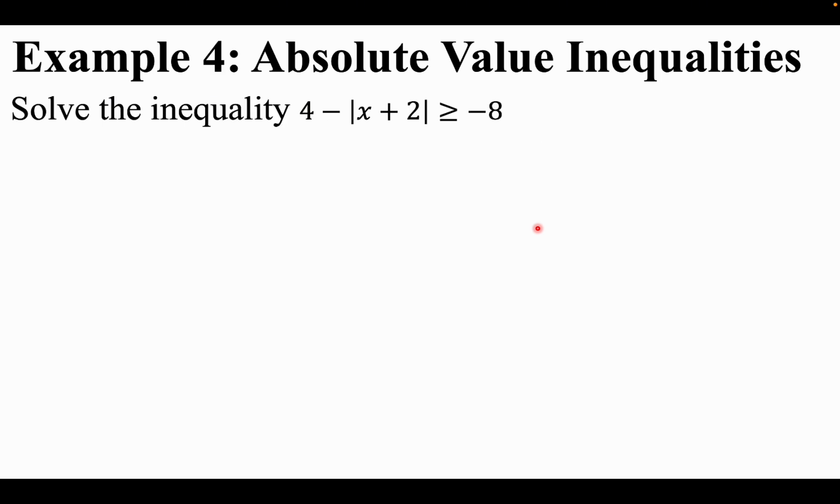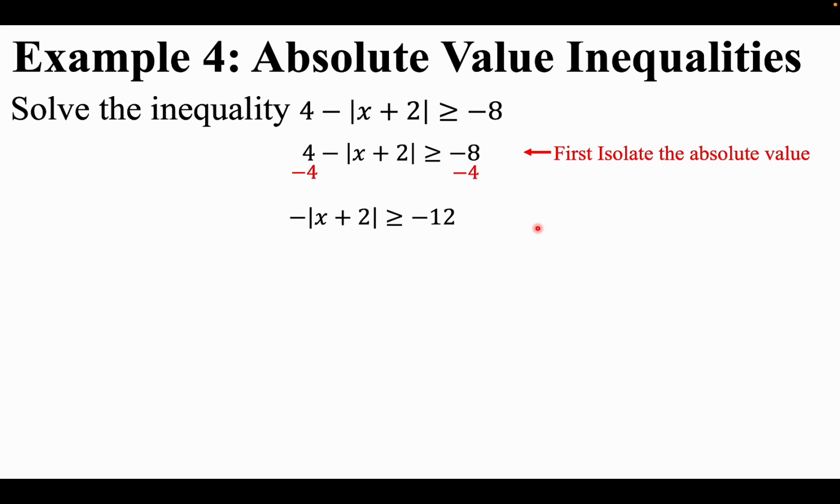Example 4. Let's go ahead and isolate the absolute value here. So first, we're going to take care of the 4 by subtracting 4. And then you'll be left with negative absolute value of x plus 2 is greater than or equal to negative 12. And then we still have a negative here.